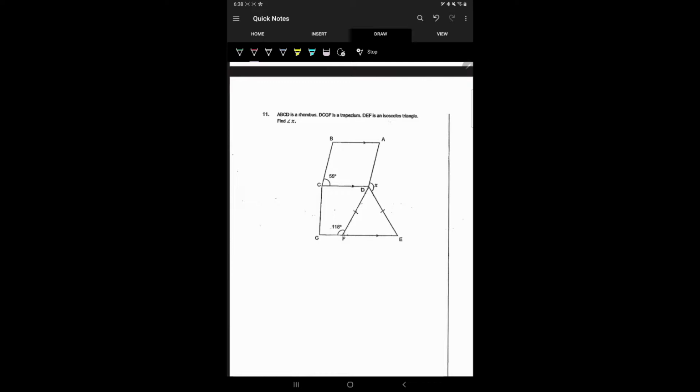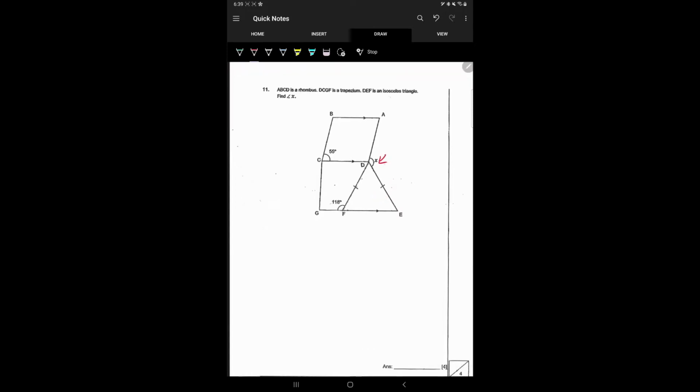Question 11, they tell you that ABCD, which is this, is a rhombus. Then they tell you that DCGF, which is this part, is a trapezium. And this part, DEF, is an isosceles triangle. And they want you to find x.